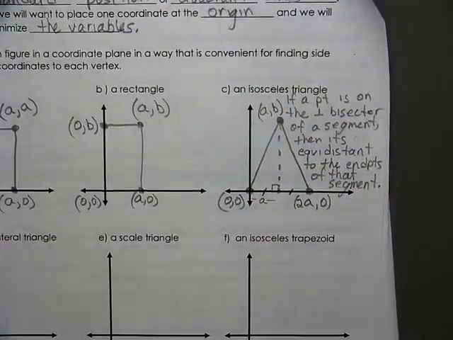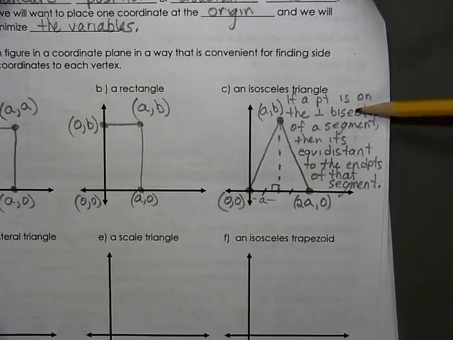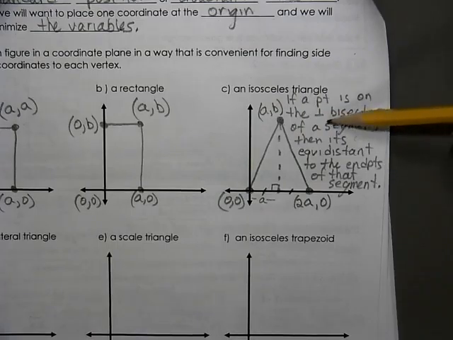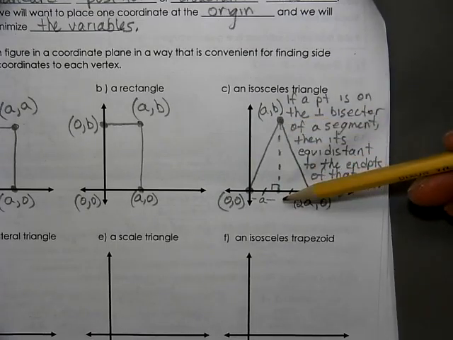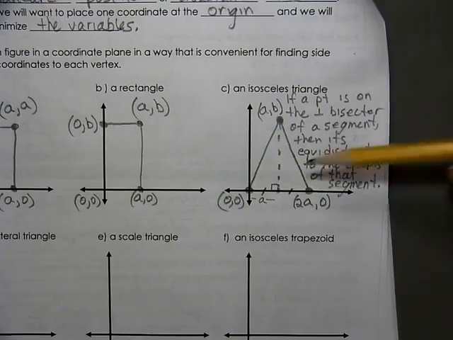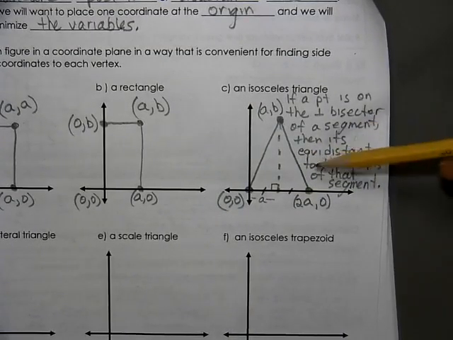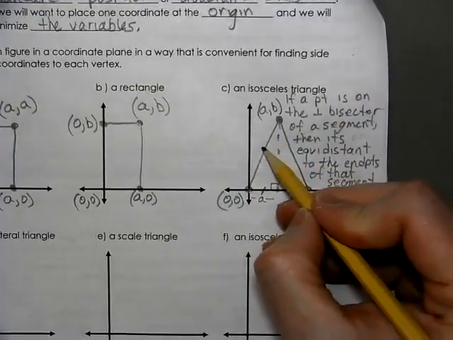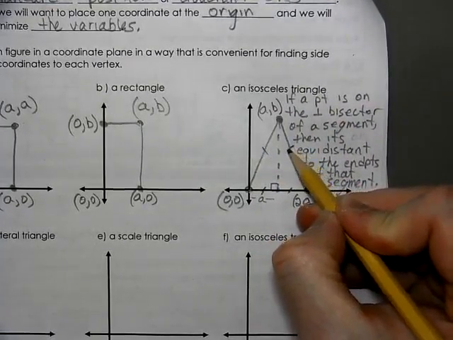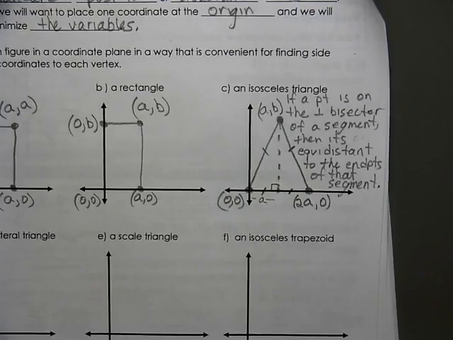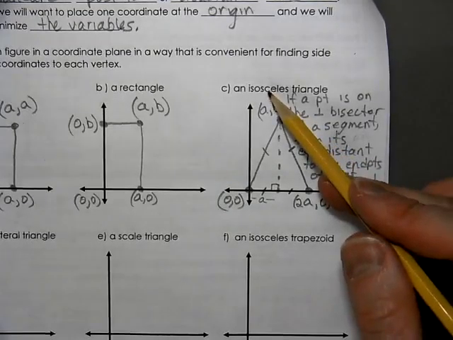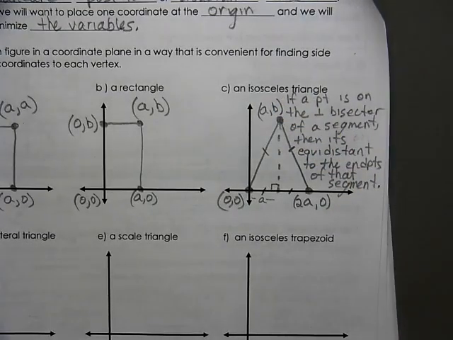It doesn't have to be up the same distance. For it to be an isosceles triangle, if a point is on the perpendicular bisector, anywhere along that perpendicular bisector, not a specific location, then it is equal distance to the endpoints. So these legs of the isosceles triangle will be congruent.